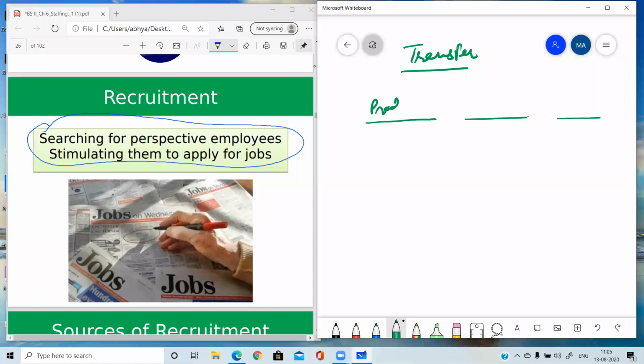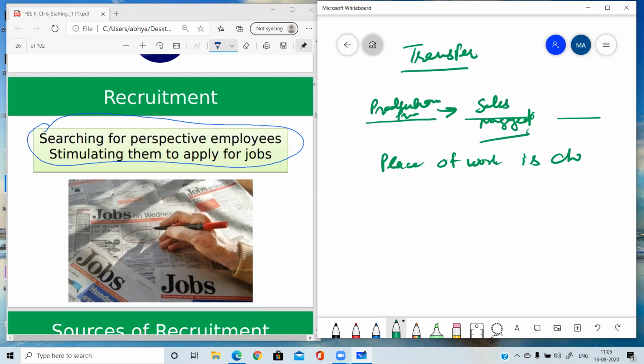Shifting, like a production manager. Earlier he was a production manager, but he was not able to perform well as a production manager. So he has been shifted to the sales department as a sales manager, because he was well versed in convincing skills. So it means the place of work is changed. In transfer, only the place of work is changed, not the position.